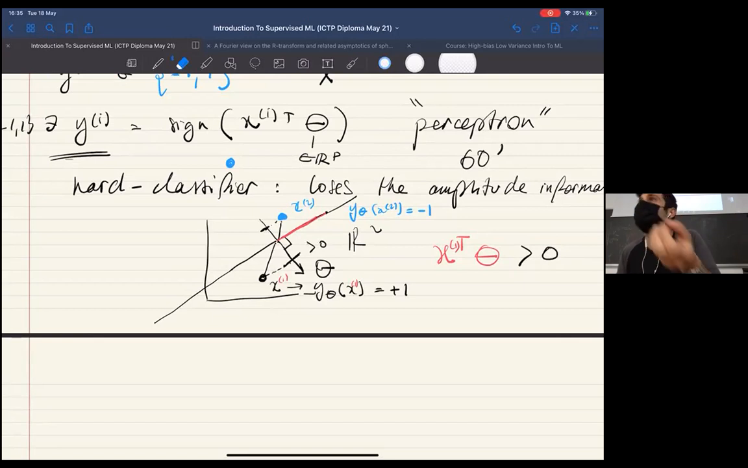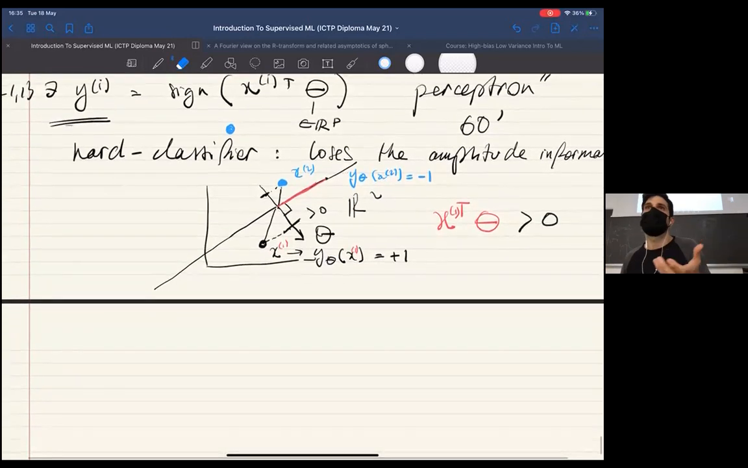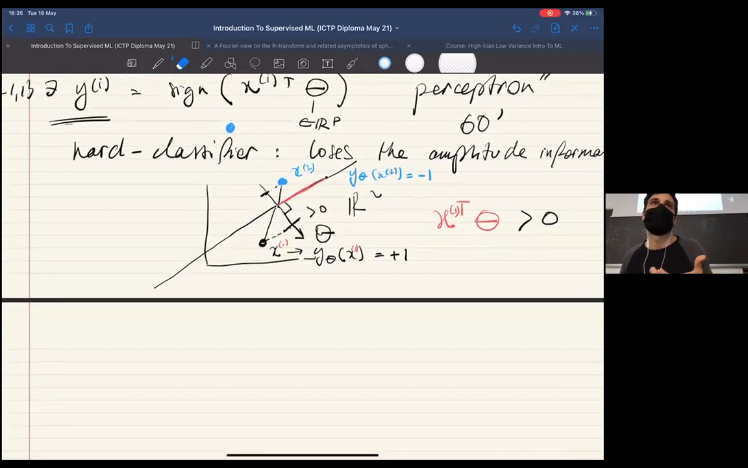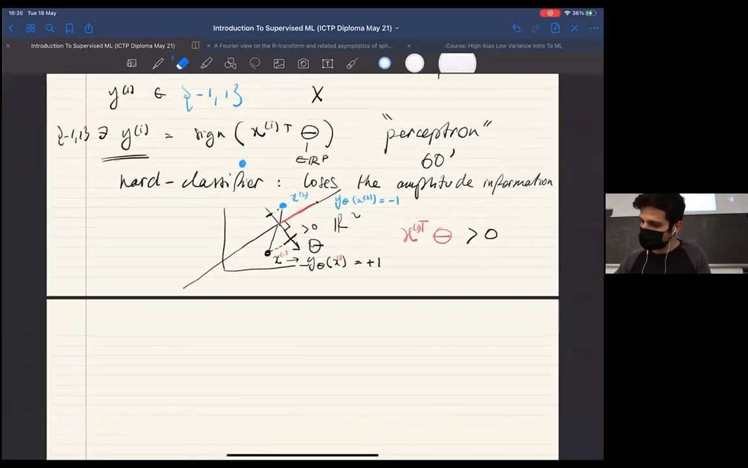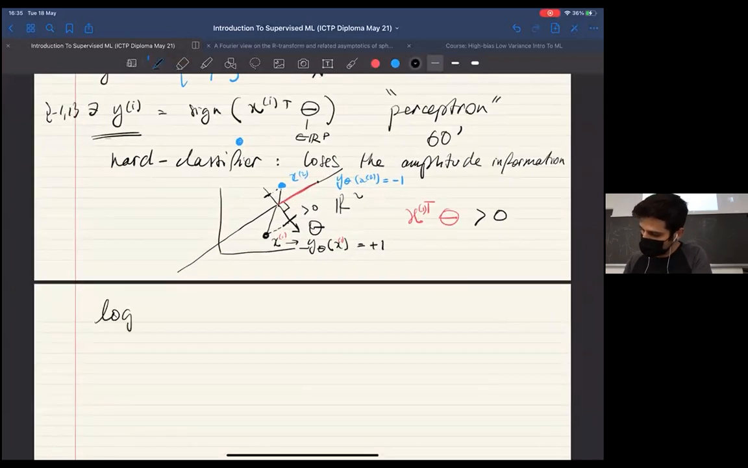Okay, if it's almost 1/2, it means that your point is hard to classify. You are very close to the decision boundary. While if your probability is 0.99999, you are completely certain of your decision according to this model. Okay, so this is what logistic regression is doing. So to introduce logistic regression, let me first introduce the logistic function.